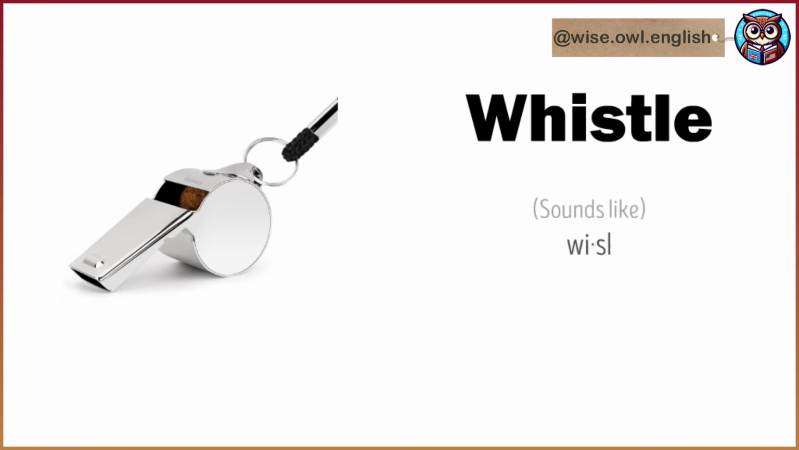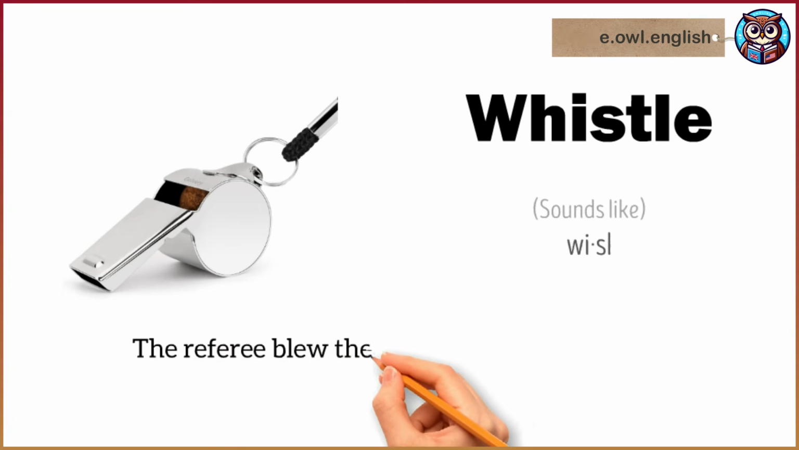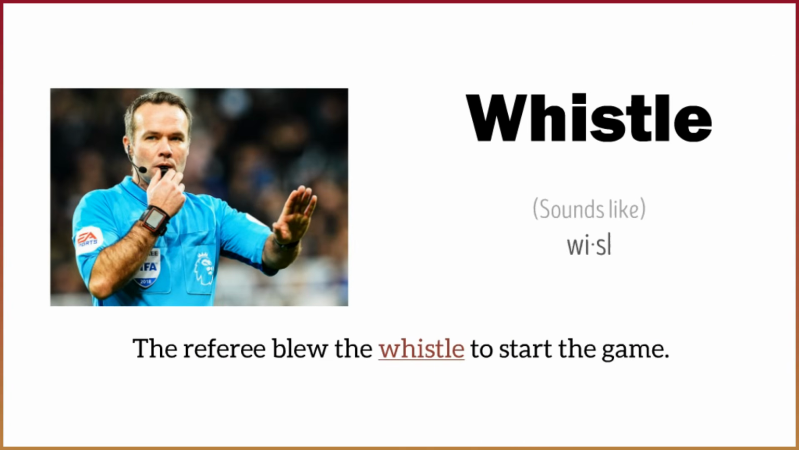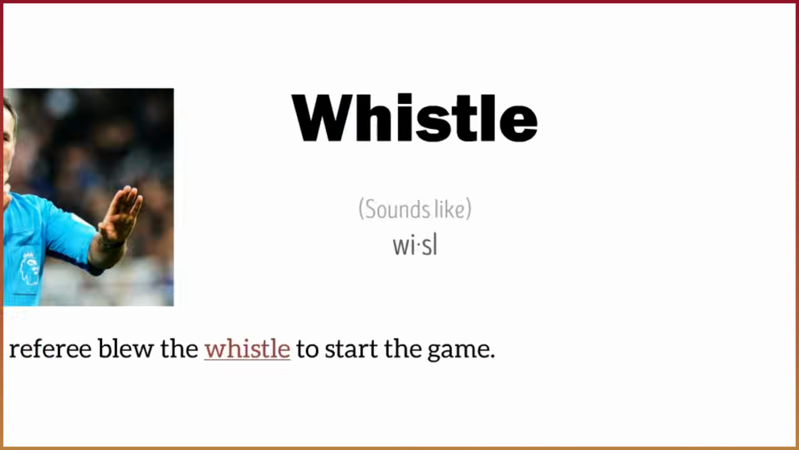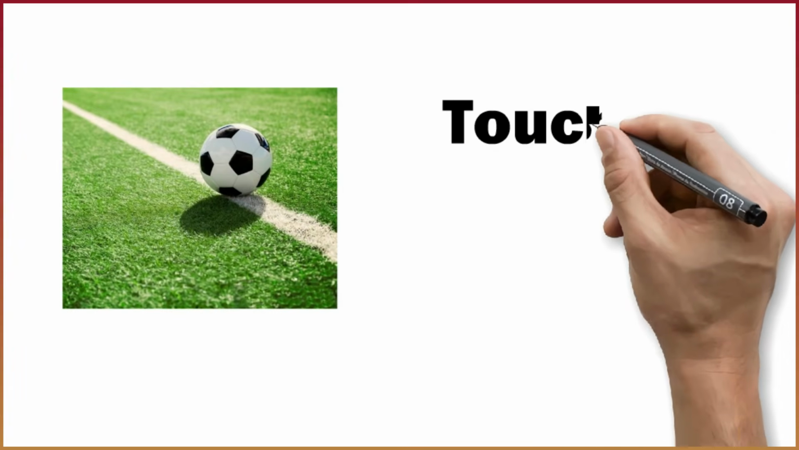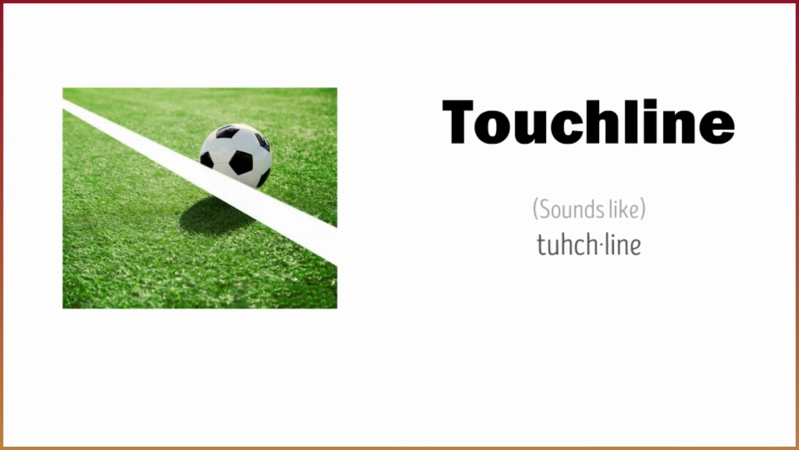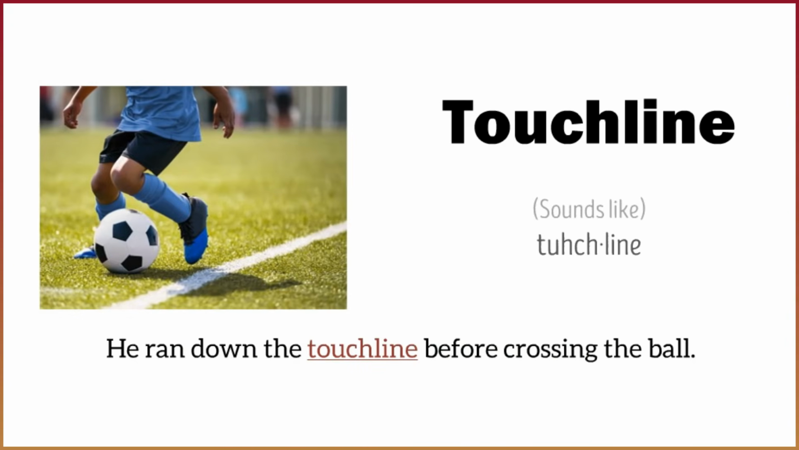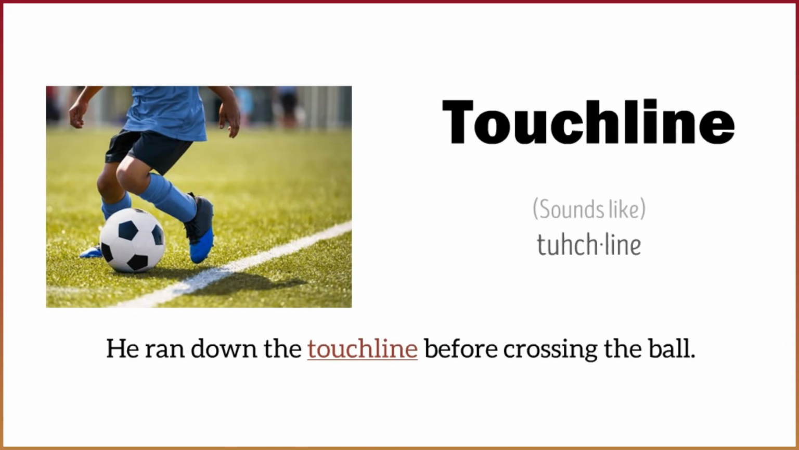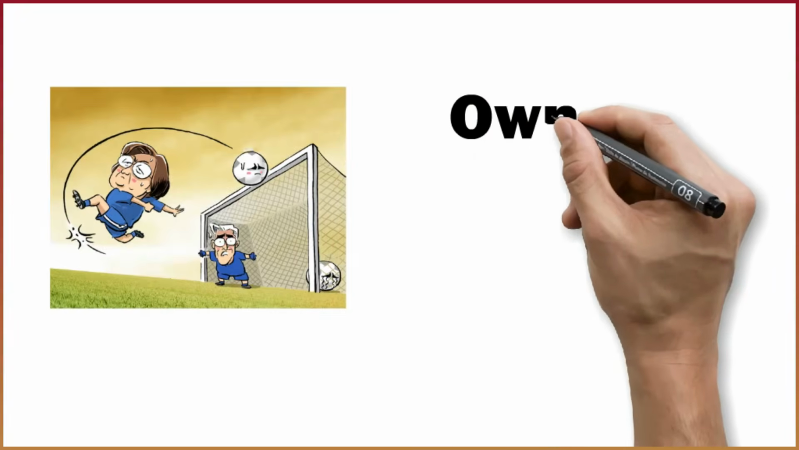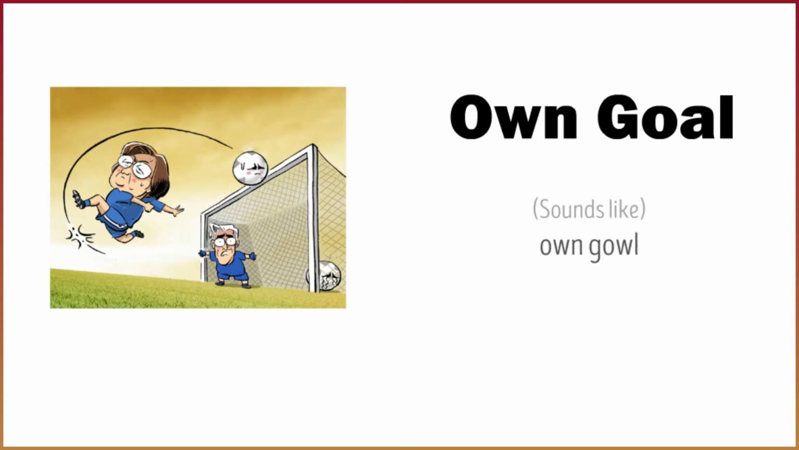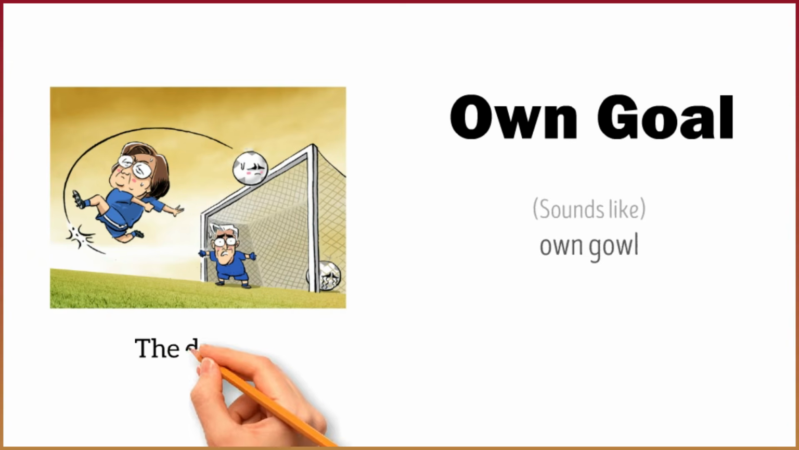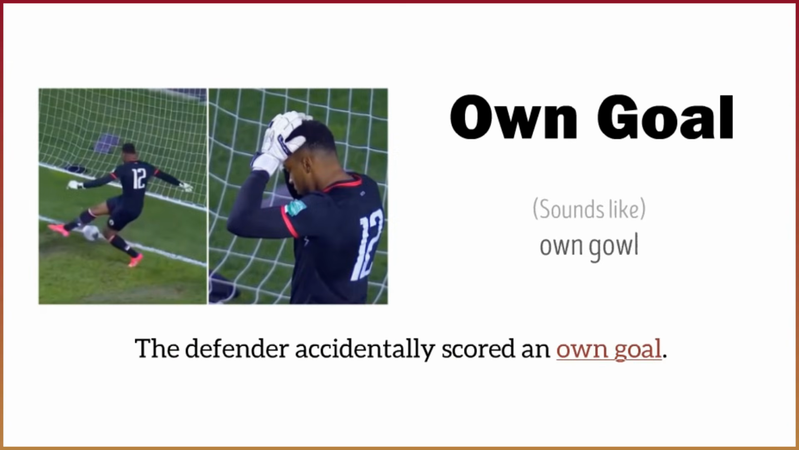Whistle. The referee blew the whistle to start the game. Touchline. He ran down the touchline before crossing the ball. Own goal. The defender accidentally scored an own goal.